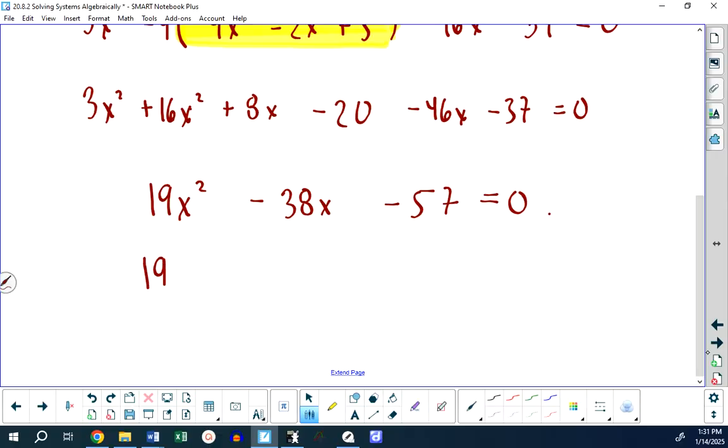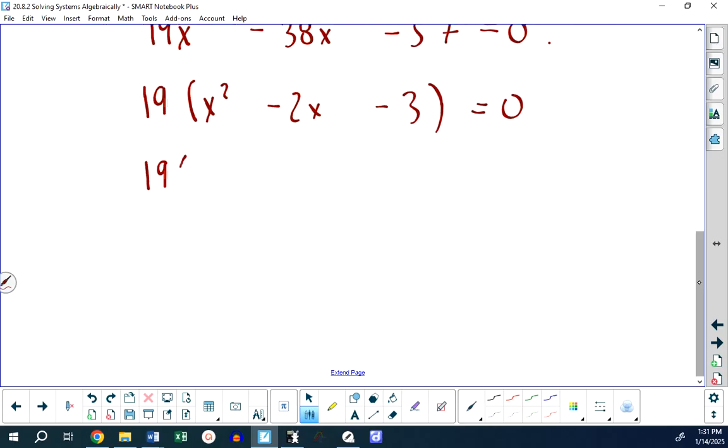When you see something like this, don't dive right into factoring it as binomials. Ask yourself if you can take that 19 out. And I think you can. I'm pretty sure. This is 2, and this is 3. Negative 2, negative 3. That means that x is equal to 3 or x is equal to negative 1.